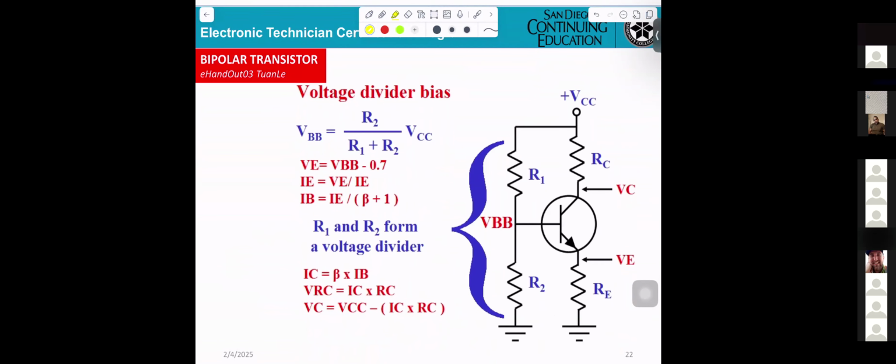Now, this is the one. Only this one will be used on the top. That means we call a voltage divider bias. So up to this point, the only thing I want you to work on is this divider bias.